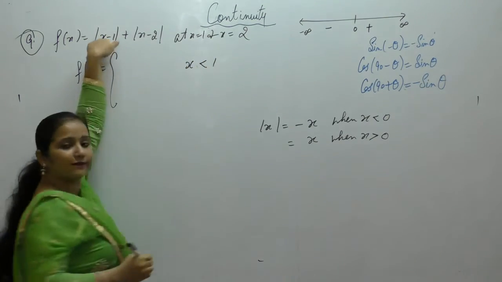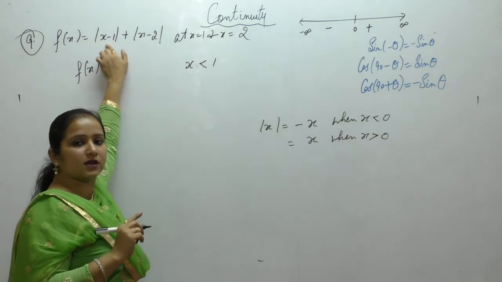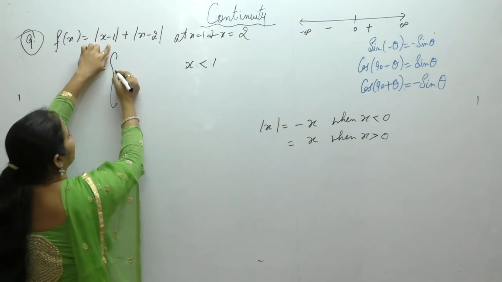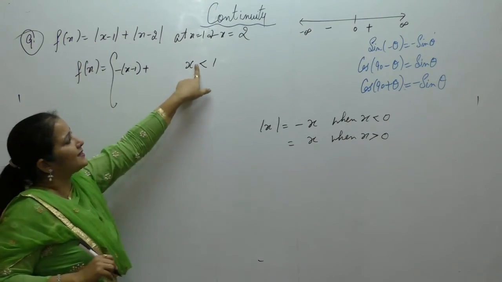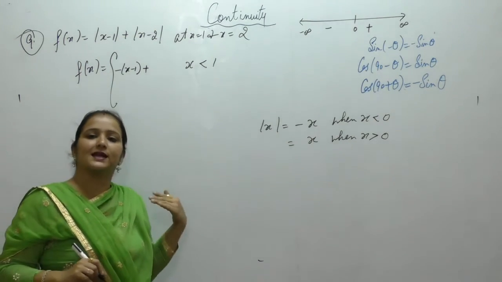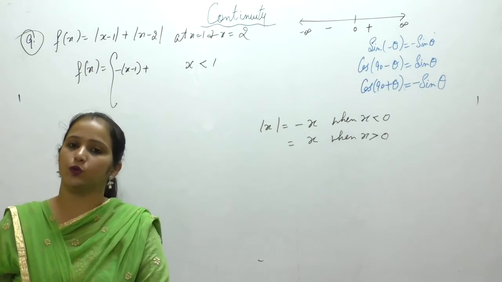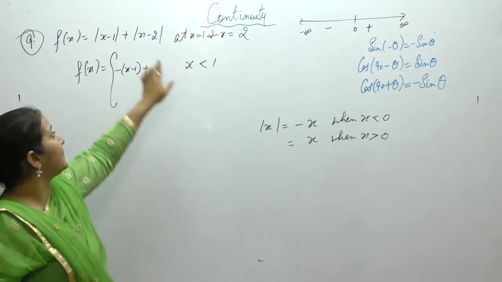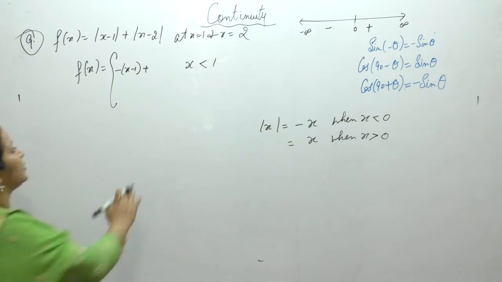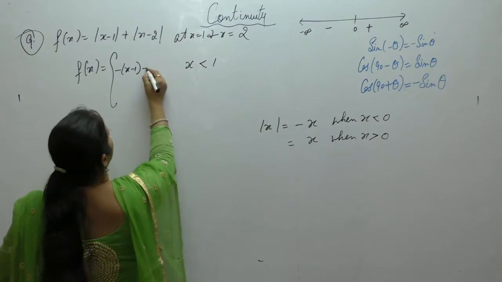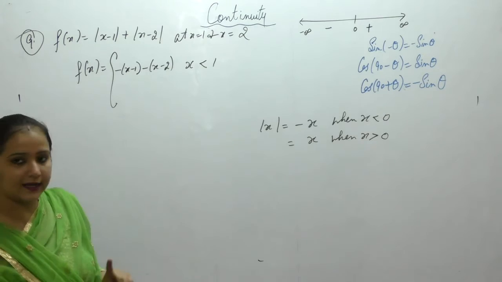Now, when we have to check the continuity at both these points, first case, x is less than 1. When x is less than 1, then modulus of x minus 1 will be negative. Since x is less than 1, any term smaller than 1 will be less than 2, smaller than 2 also, so what will be its modulus? That will also be negative. So minus x minus 2. Clear? I am again repeating.